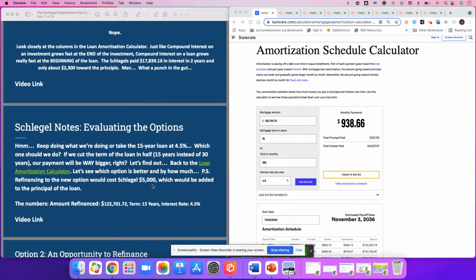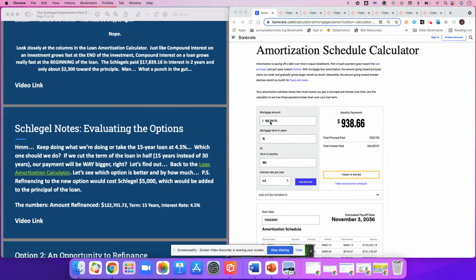So as we get ready to move on to the next slide, I have taken the liberty already over here in the bank rate amortization calculator and put in these numbers. So my 122,701, again, a loan that is $2,701.72 bigger than the loan that I took for the same house 2 years earlier that I've been paying, like, what did I say? Something like 20 some $1,000 in interest on already.